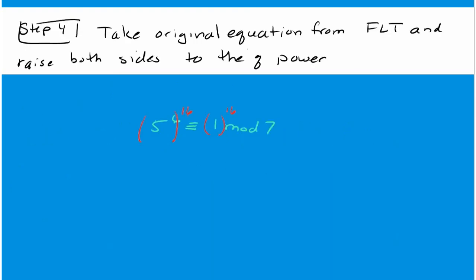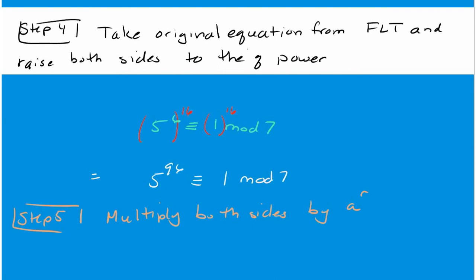We're going to take the original equation that we derived from Fermat's Little theorem, and raise both sides to the Q power. In this case, Q was 16, so we raise both sides to the 16th power. In some of your homework, Q was 1, so in that case, there's no raising to be done. It just is whatever it is when you go on to the next step. So we have 5 to the 96th power is congruent to 1 mod 7.